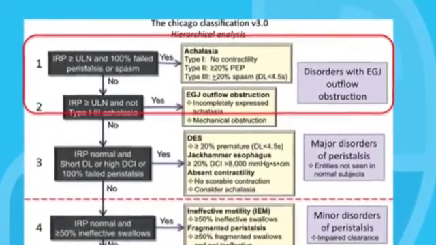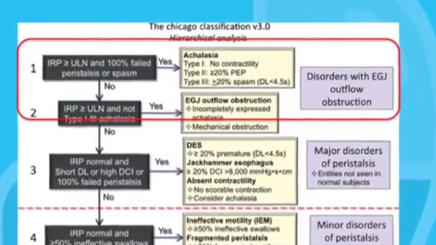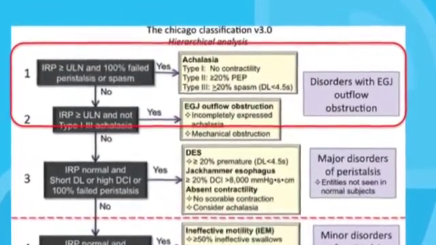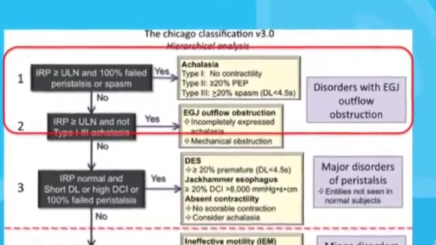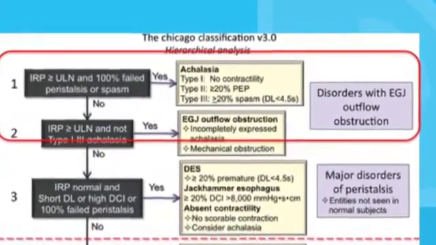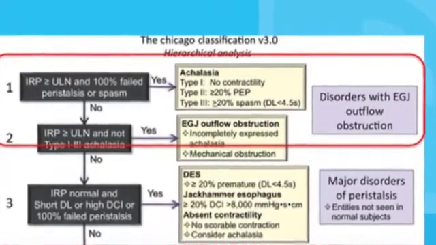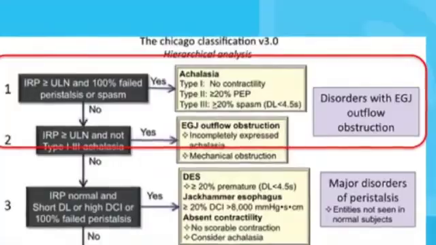The next step then is to look and see if we have evidence for failed peristalsis or simultaneous contractions in the body of the esophagus. In those situations, the distal latency would be much shorter than 4.5 seconds. In the setting of an elevated IRP with failed peristalsis or spasms, we have grounds to make the diagnosis of achalasia. Have a look at this example.